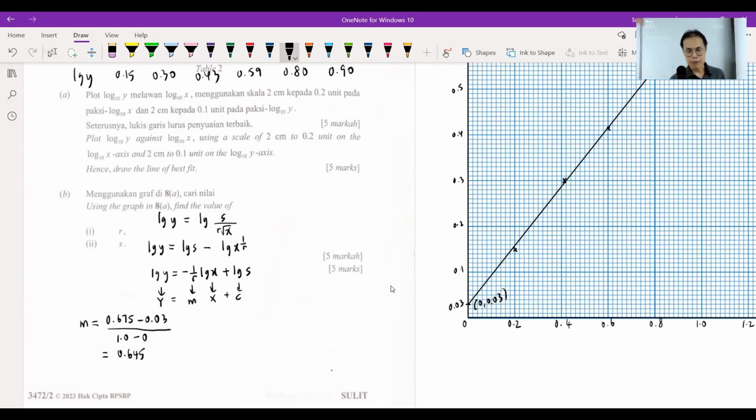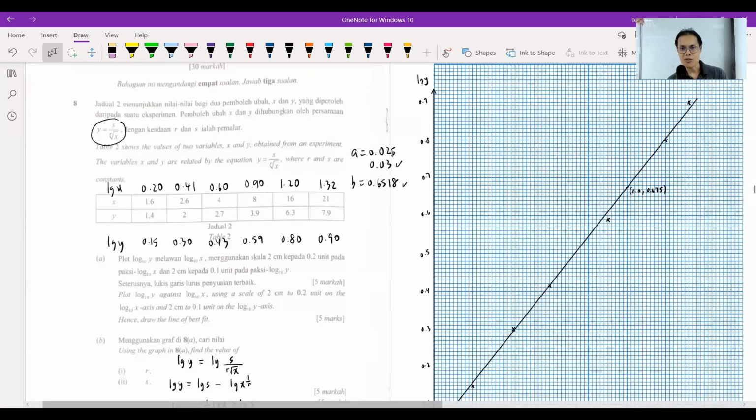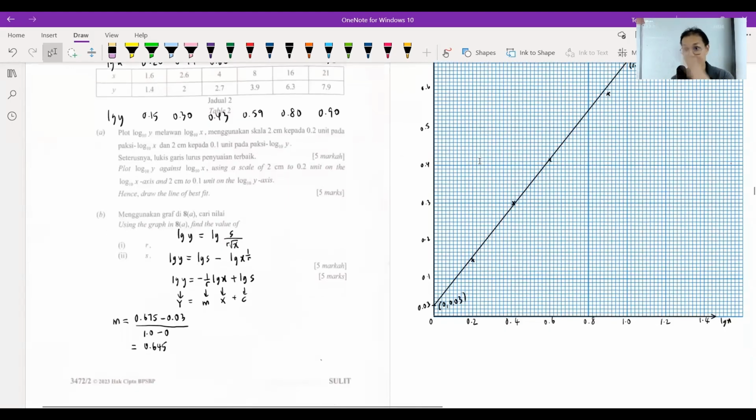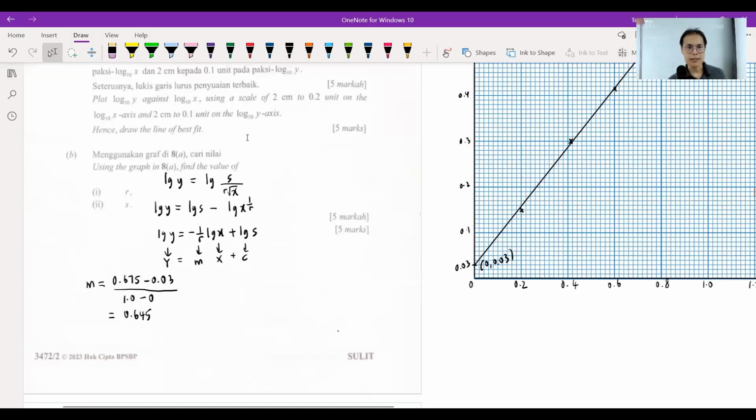But if you find it's a bit far off, then you probably have to adjust a bit, because just now I fixed my y-intercept at 0.03. I know my y-intercept is about 0.025 or 0.03. I just have to adjust my line to make sure it passes through as many points as possible. Okay, I got my gradient, and my gradient is the same as my negative 1 over r value. So negative 1 over r is 0.645.